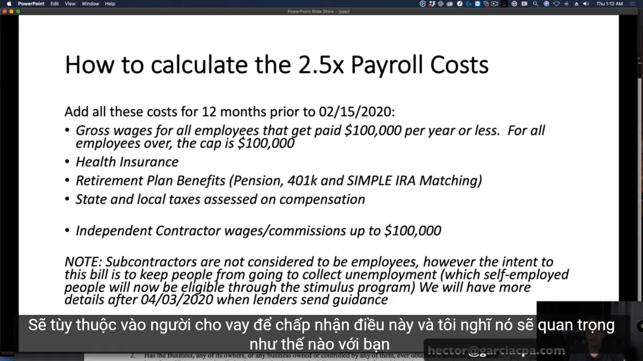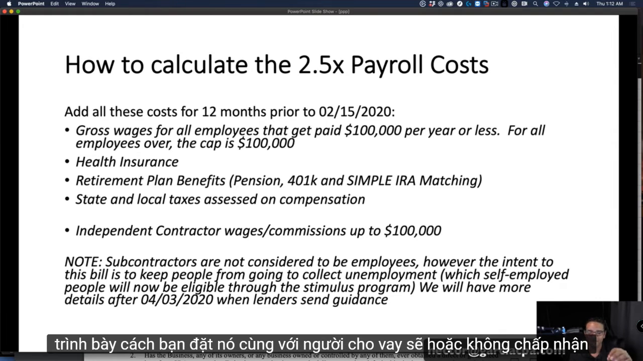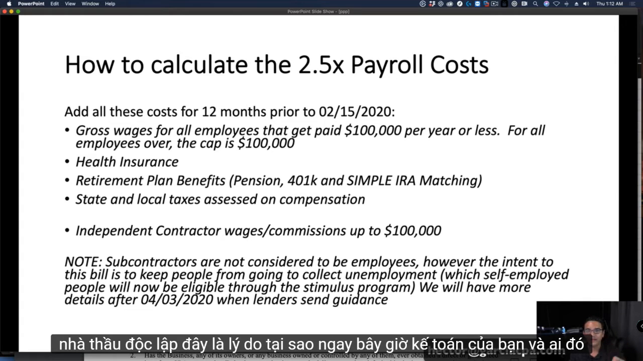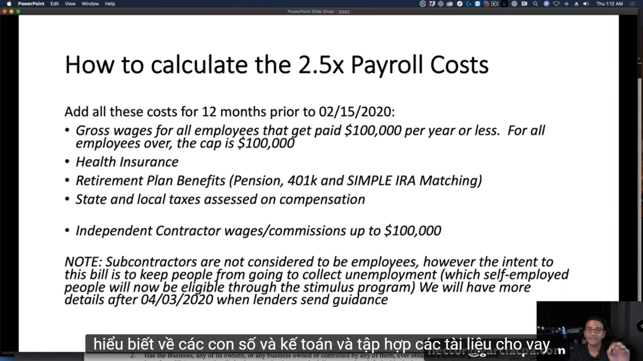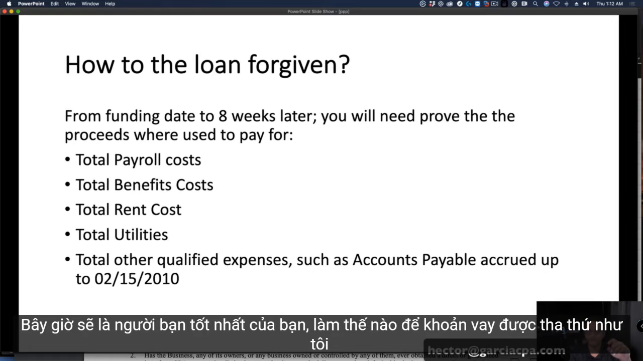So this is going to be up to the lender to accept this. And I think it's going to matter how you present it, how you put it together, that the lender will or will not accept your independent contractors. This is why right now your accountant, someone savvy with numbers and accounting and putting together loan documents, is going to be your very best friend.